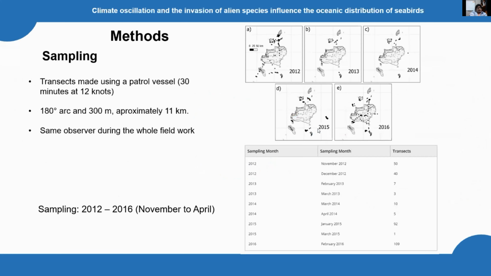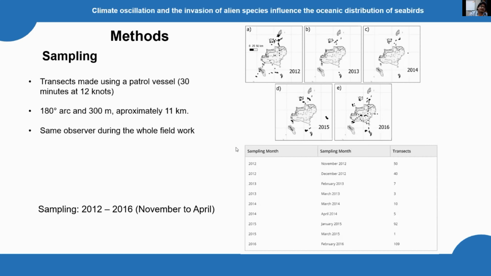So the area was sampled between 2012 and 2016. You can see how many samples have been done there. Basically, the sampling method was running in a patrol vessel, with transects of 30 minutes running at 12 knots, and all seabirds around a 118 degree arc were counted and identified, approximately up to 300 meters. Each transect has a length of about 11 kilometers.